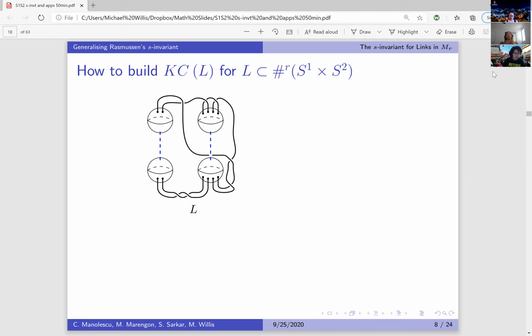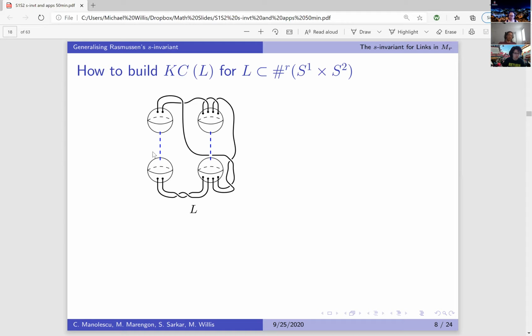So this is the way we chose to draw it. These spheres here are the attaching spheres for the handles of the S1 cross S2. And these dashed blue lines indicate that, for this sphere, there's a handle going from this sphere to that sphere. But that's what makes it a connected sum of S1 cross S2s. And then your link, you just draw a link diagram as normal with some crossings, except now the link diagram has endpoints on the spheres because the link can pass through the handle.